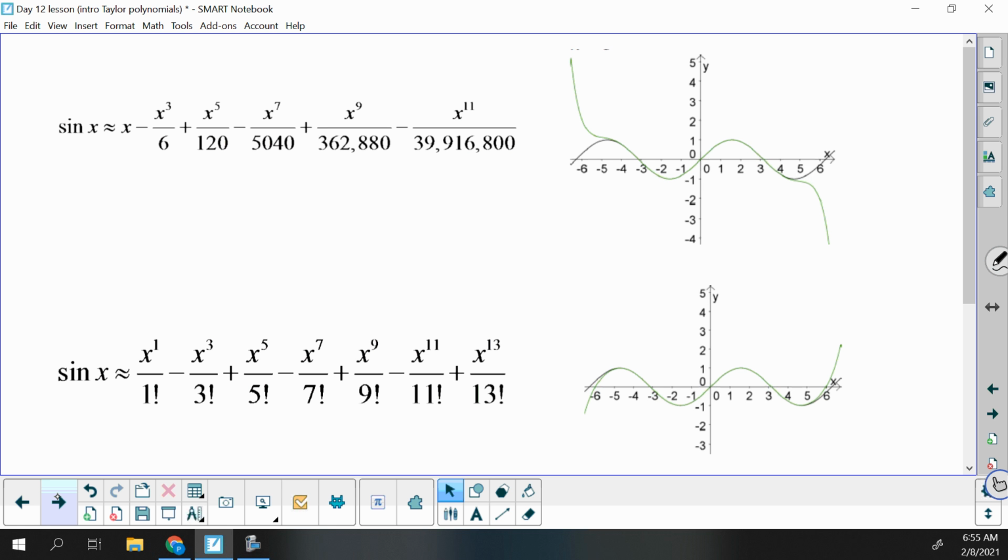6 is really 3 factorial. 120 is really 5 factorial. 5040 is really 7 factorial. And now we start to see a pattern that emerges. So from this, you could probably keep adding terms forever if you wanted. We could do minus x to the 15 over 15 factorial, plus x to the 17th over 17 factorial. And it would just keep wrapping around the sine function. So this is kind of amazing. Hopefully it's kind of mind-blowing that there's a polynomial that would do such a thing.